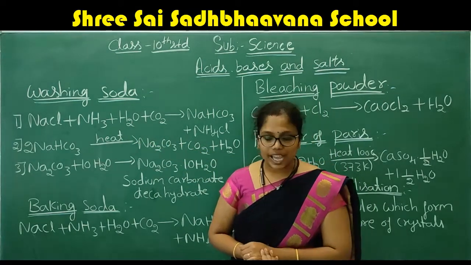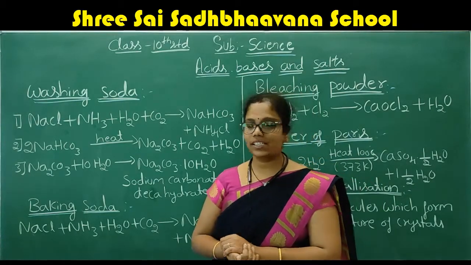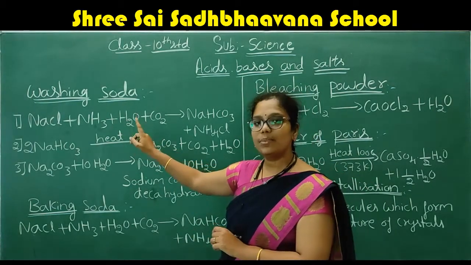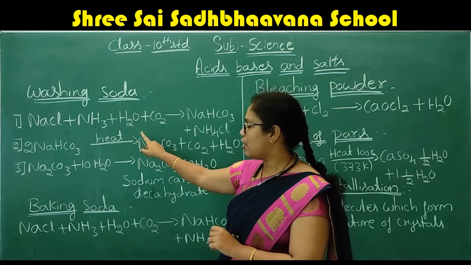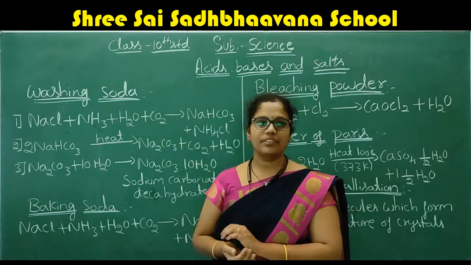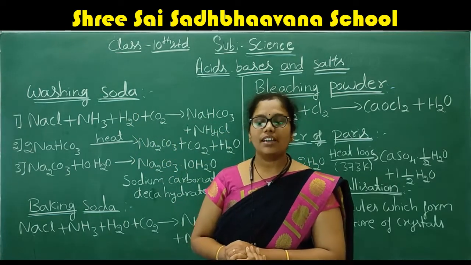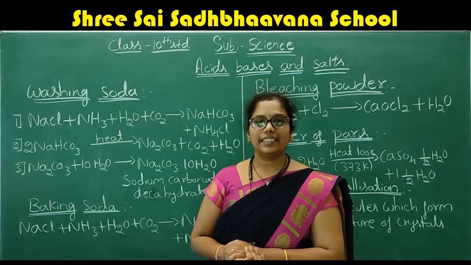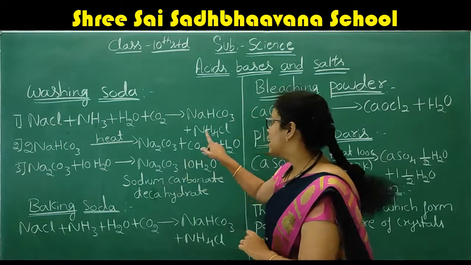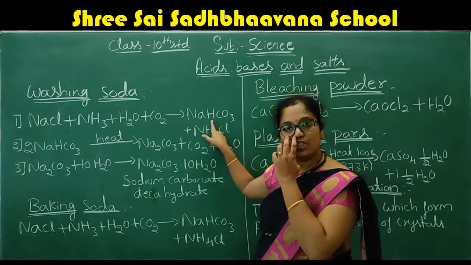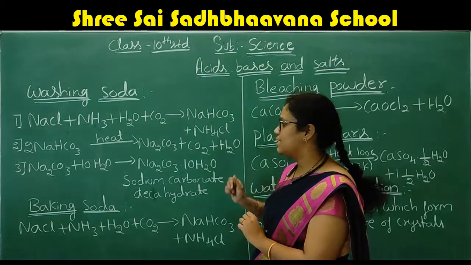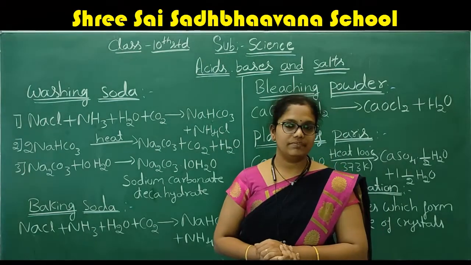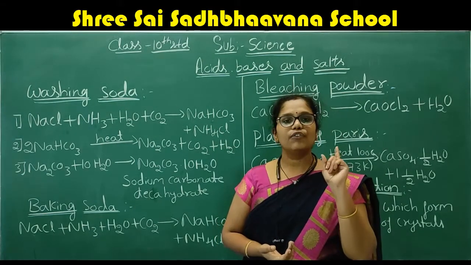What are the four reactants? Sodium chloride plus ammonia plus water and carbon dioxide. These four combine with each other to form two products. The first one is sodium hydrogen carbonate and the second one is ammonium chloride. This is the first step.